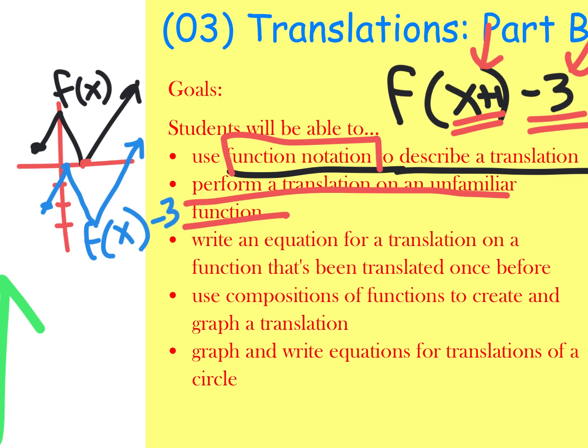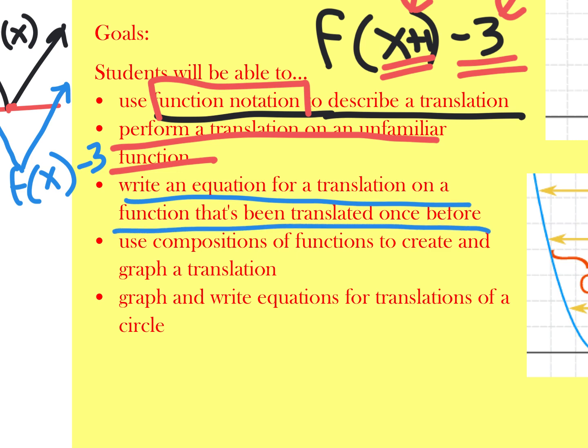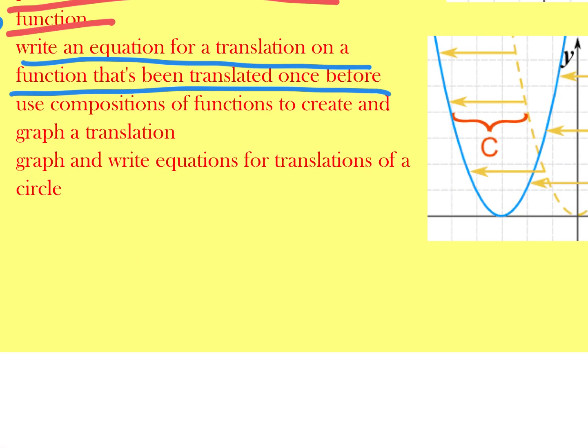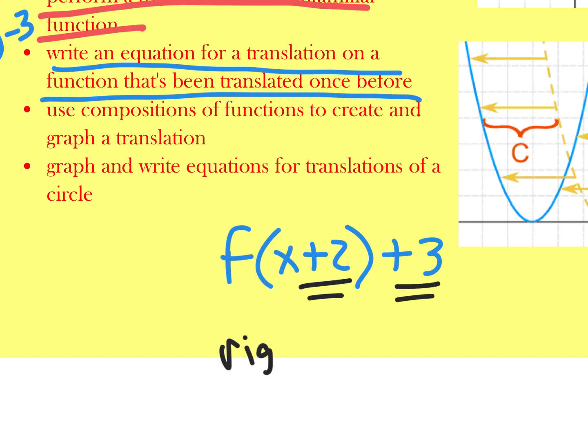Minus 3. Next, they want you to be able to write an equation for a translation on a function that's been translated once before. So in other words, let's say we have a function that has already been moved like this, and then they say, take that one, which has already been moved left 2 and up 3, and then move it right 1 and down 1.